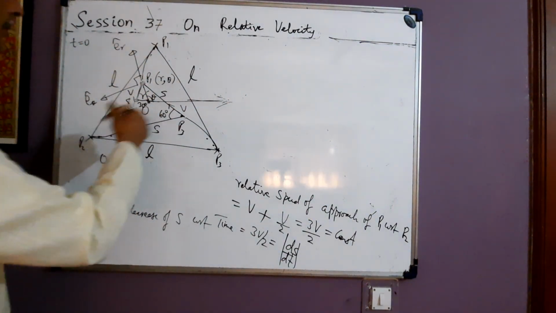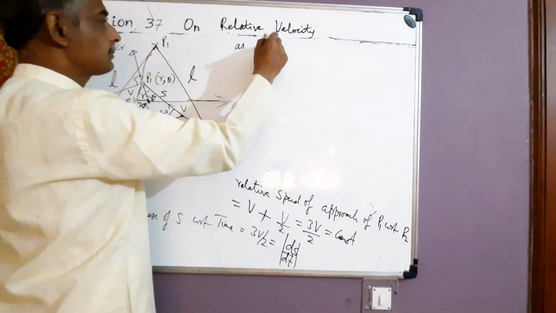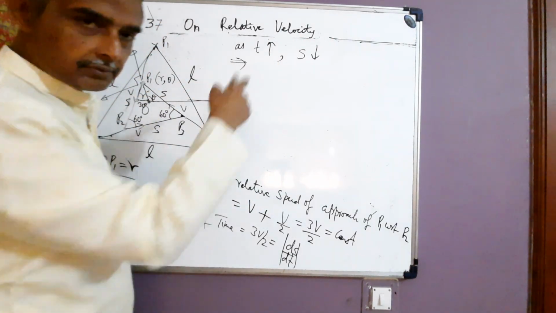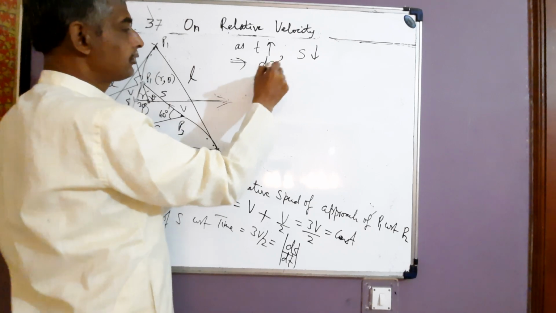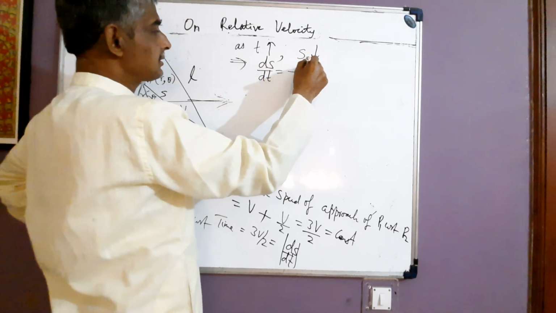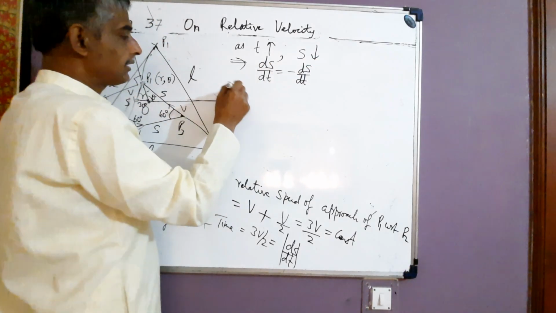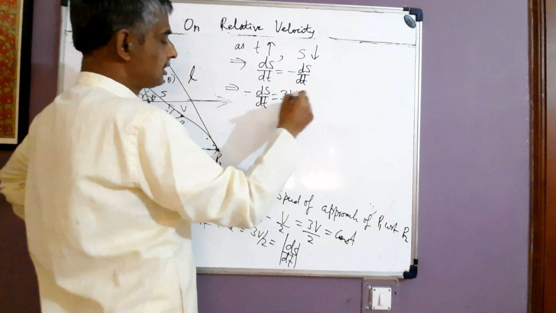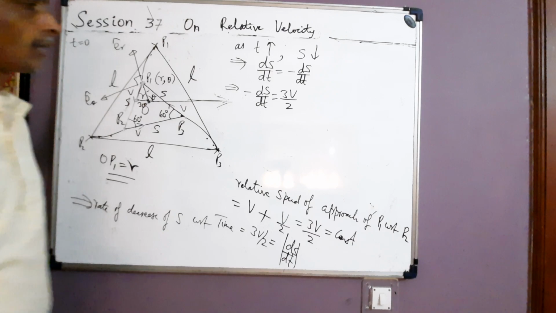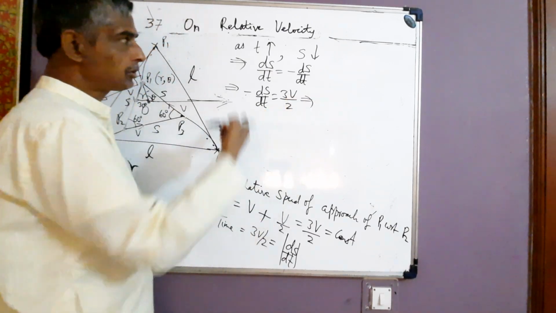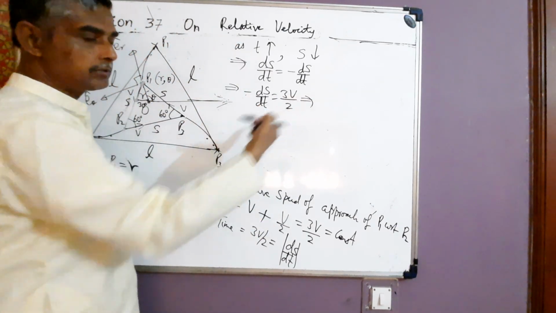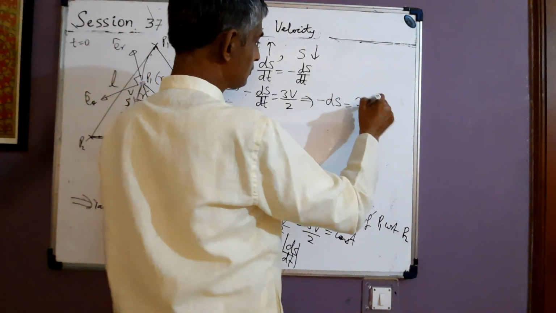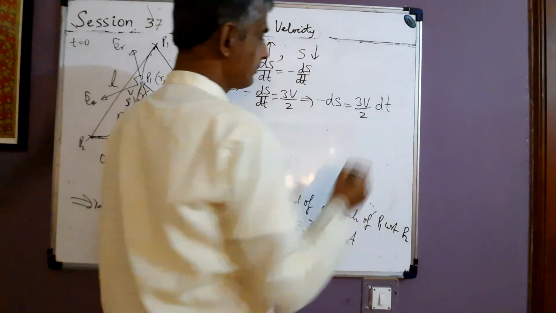So, what we see, as time passes, S decreases, meaning S is a decreasing function of time. Therefore, mod of ds by dt is nothing but minus ds by dt. Therefore, minus ds by dt is just 3v by 2. So, again, we get the same equation as we got in method 1. If you again integrate it, we get the same time. So minus ds is equal to 3v by 2 into dt.